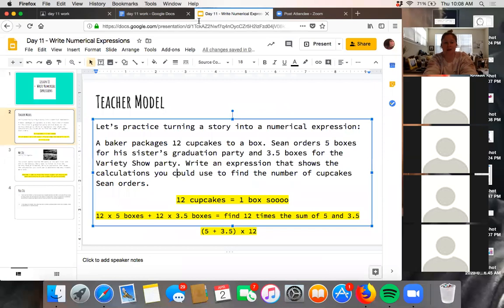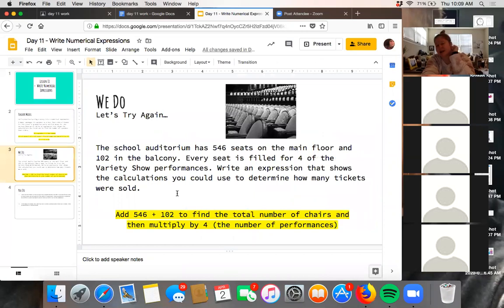Now I'm going to go back to my PowerPoint because this is a little bit larger so that you can see it. And then I'll copy and paste my work over later. So we're moving to the we do's. Now you're going to help talk me through this, and I can help you too because I've put my thought down here at the bottom. So this word problem says, the school auditorium has 546 seats on the main floor and 102 in the balcony. Every seat is filled for 4 of the show performances.